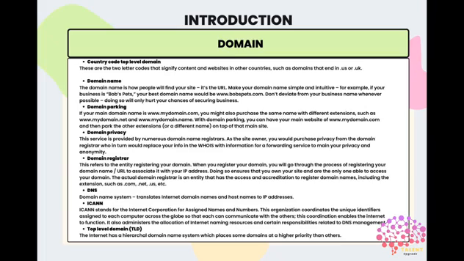Due to the coordination of ICANN, they make these names available. You understand? Then top level domain. The internet has a hierarchy domain name system which places some domains at a higher priority than others. For example, if I buy a .com domain, you can't compare a .com domain with a .co domain. You understand? So people see a .com domain as, wow, this domain is standard. So that's the meaning of top level.